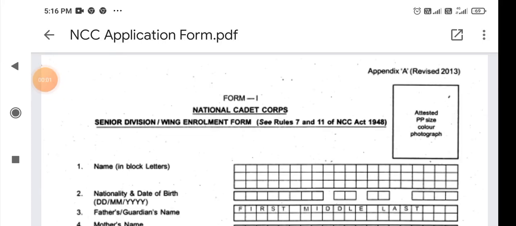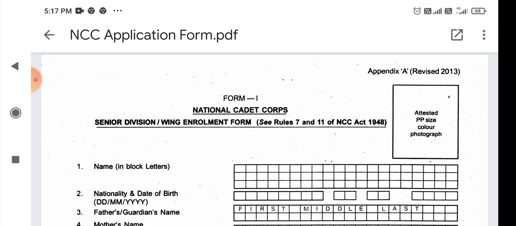Hi friends, in this video I'd like to explain how we can fill the application form for the National Cadet Corps Senior Division Wing Enrollment Form. This form is as per the rules of 7 and 11 of the NCC Act 1948.